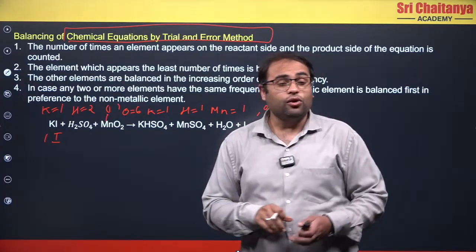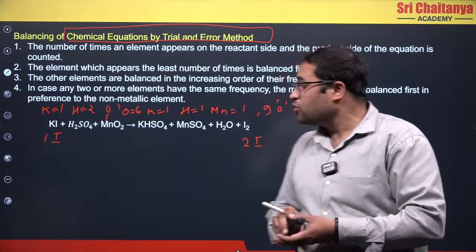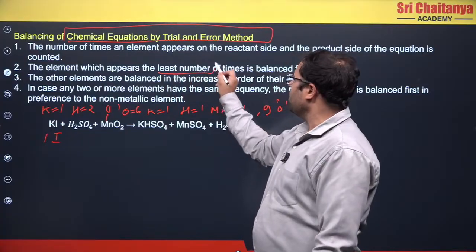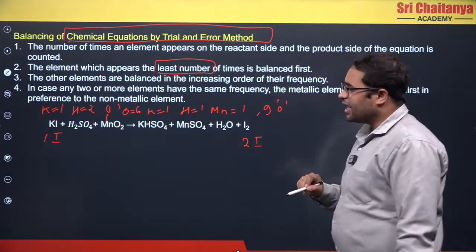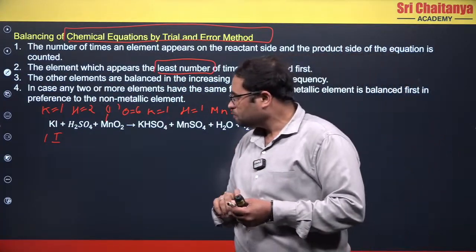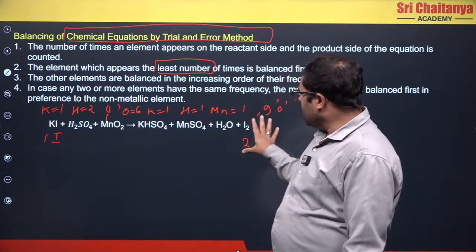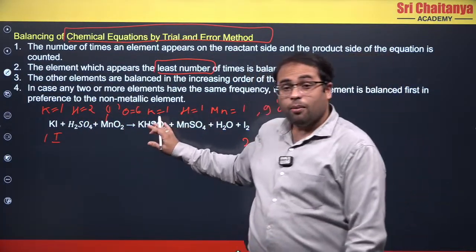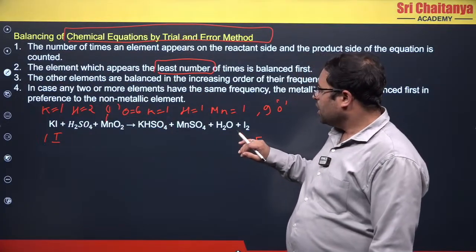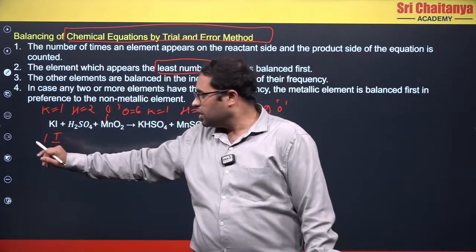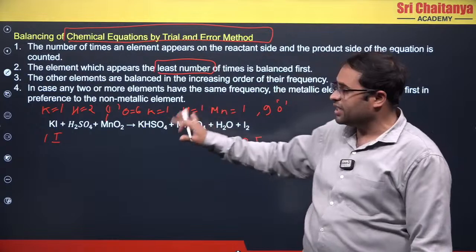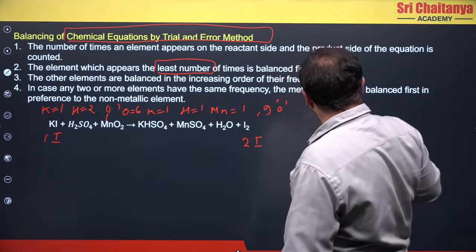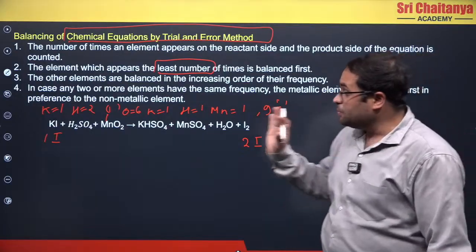Now, after you find the number of each species on both sides, next you check the element which is least in number, right? And use that to balance. So the element least in number, what I am finding is that it is potassium, because potassium is 1 here and 1 here. Here iodine is 1, here iodine is 2. So let us balance potassium first.